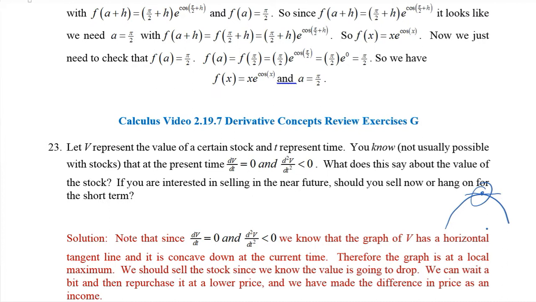Buy low, sell high is when you make your money, right? So you're as high as you're going to get, at least locally. Now, eventually this may turn around and come back up, but at least locally, this is the best you can get. So sell it now. If you wanted to buy it again, buy it a few days later when it's down here, and you'll have made some money.